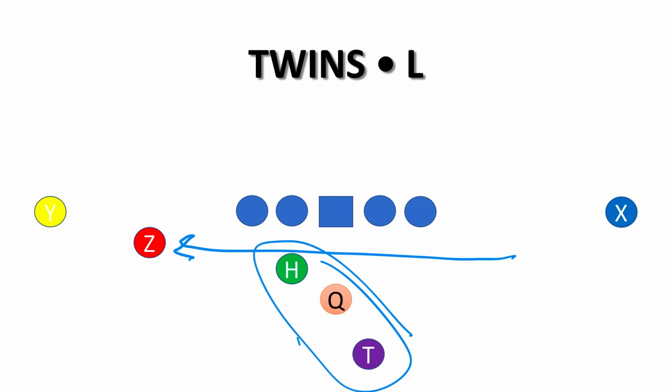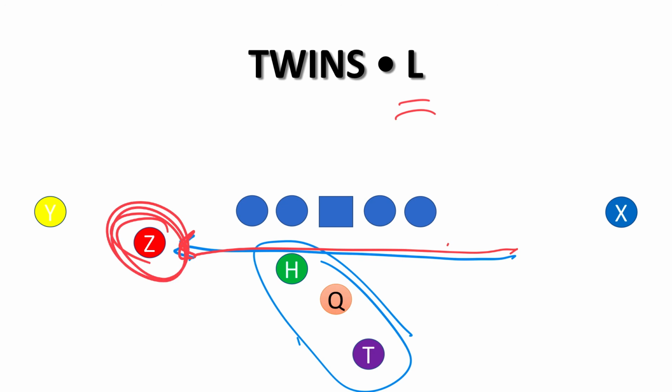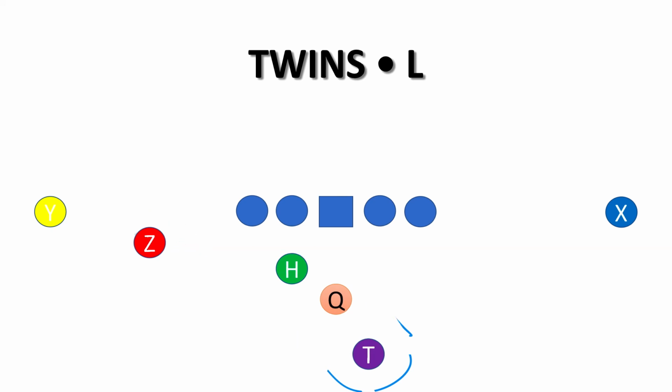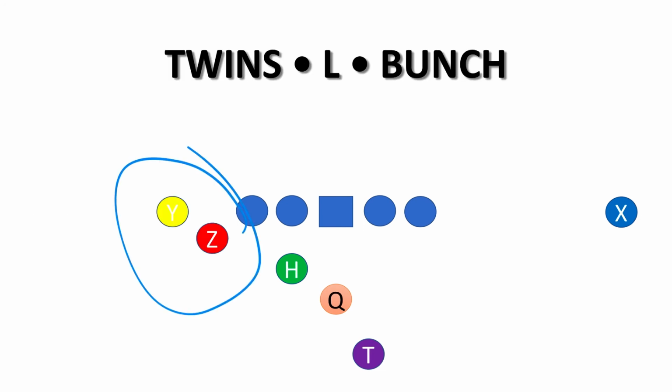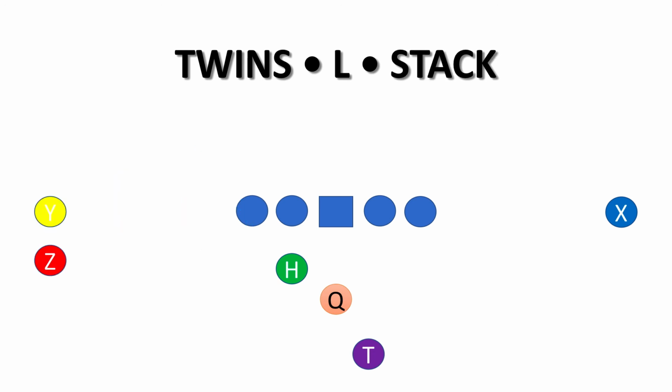Okay, twins left, the only thing that changed is, remember the Z gets the direction call, so he's going to line up on the left side of the field now, right? So we got our twins to the left. Okay, so two backs, twins, T, twins, two backs. There's your twins to the left set. Then we're just bunch, so twins left bunch. Twins left stacked. They're stacked.